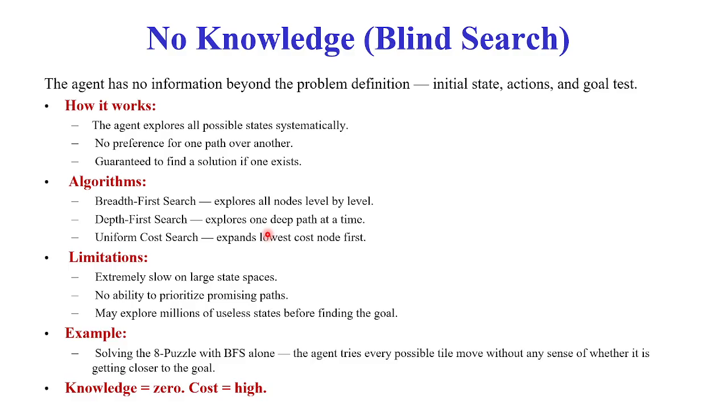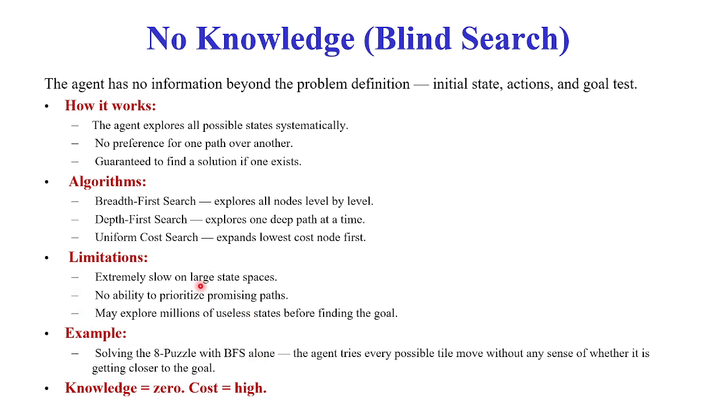Suppose you take the 8 puzzle problem and apply BFS alone. The 8 puzzle is a 3 cross 3 grid problem. It will have the tiles arranged 1, 2, 3, 4, 5, 6, 7, 8, and one blank space. If you are using BFS alone, the agent tries every possible tile move without any sense of whether it is going closer to the goal or it simply got stuck in a loop.